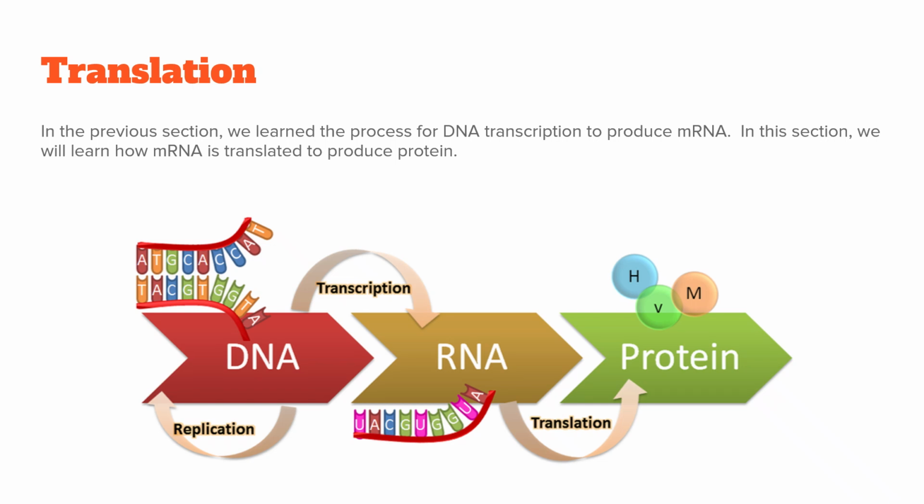Two big ideas to notice here. First, translation happens in the cytoplasm on free ribosomes or ribosomes that are on the rough endoplasmic reticulum. And second, accuracy depends on matching each codon in mRNA with the correct tRNA anticodon.